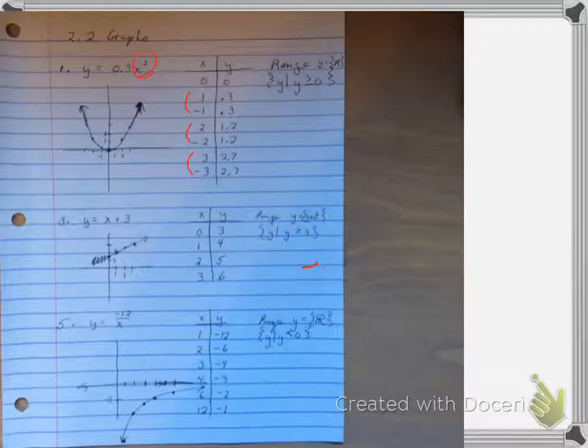So the range for the y would be values. Remember, the range would be from the top. The top doesn't really stop there. It just keeps going in both directions. But we do have a bottom limit, and the bottom limit is 0, and that's what's represented right there.